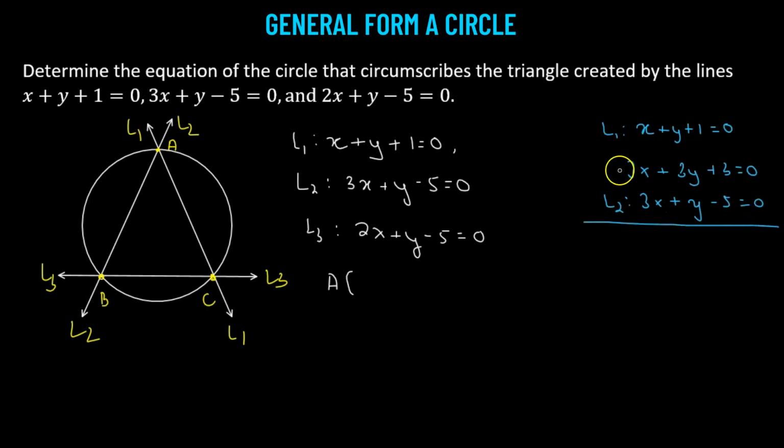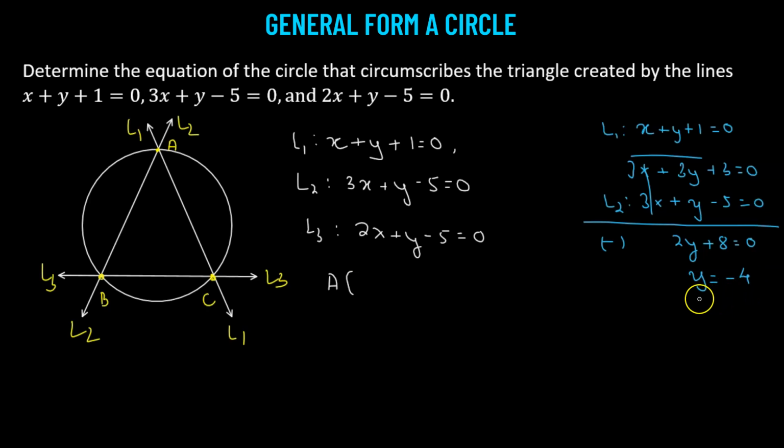Now what we'll do is subtract these two equations. So 3x and 3x goes away. Then we have 3y minus y, so that's 2y. Then we have positive 3 minus negative 5, so that gives us positive 8. That will be equal to 0. So y will be equal to negative 4.